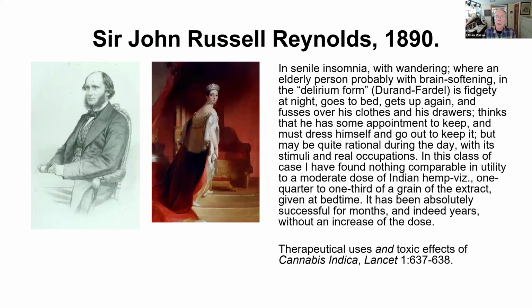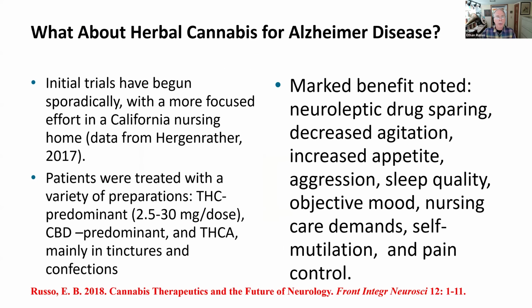He then goes on to say, "I have found nothing comparable in utility to a moderate dose of Indian hemp, 1/4 to 1/3 of a grain of the extract given at bedtime. It has been absolutely successful for months and indeed years without an increase in the dose." So, as a treatment for dementia and the agitation that comes about with that, particularly at night, this was his recommendation. Well, what do we know from modern times? Certainly, this is something that many people are using for their family members who suffer from similar problems.